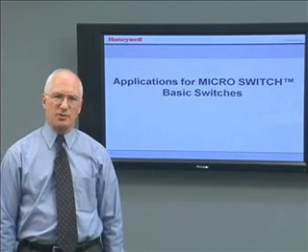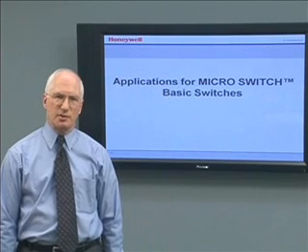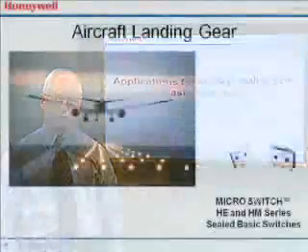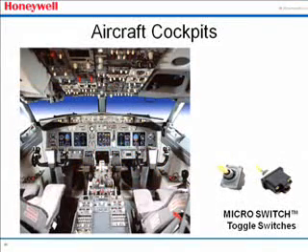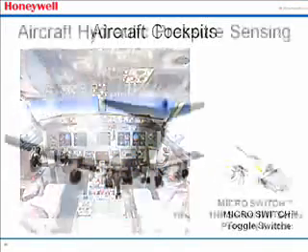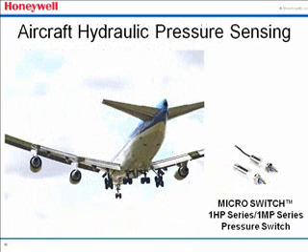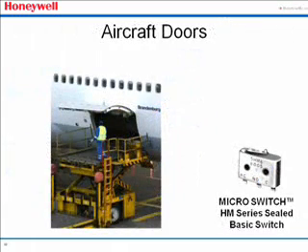Some specific aerospace and industrial applications using Honeywell MicroSwitch technology are in commercial aircraft. Our HE and HM sealed switches are frequently used to indicate if the landing gear is up or down. Toggle switches are found in cockpits worldwide. Honeywell's newest 1HP and 1MP series pressure switches are frequently used for hydraulic pressure sensing. And the HM series sealed basic switch is used to indicate that aircraft doors are closed.